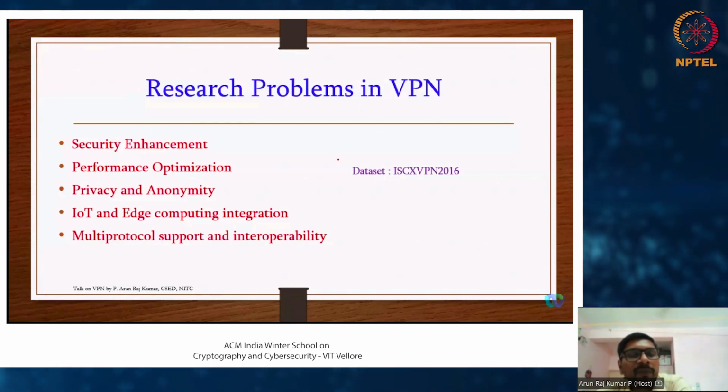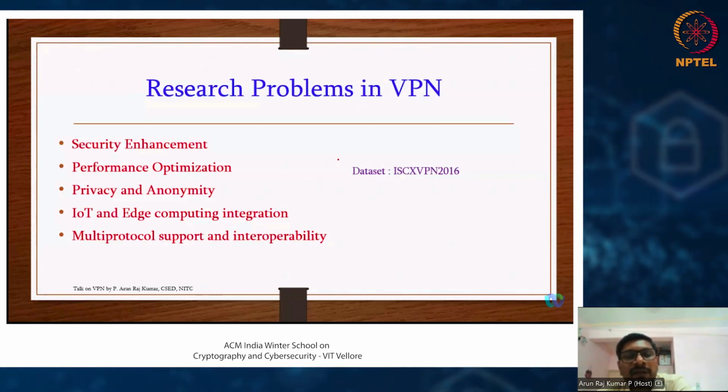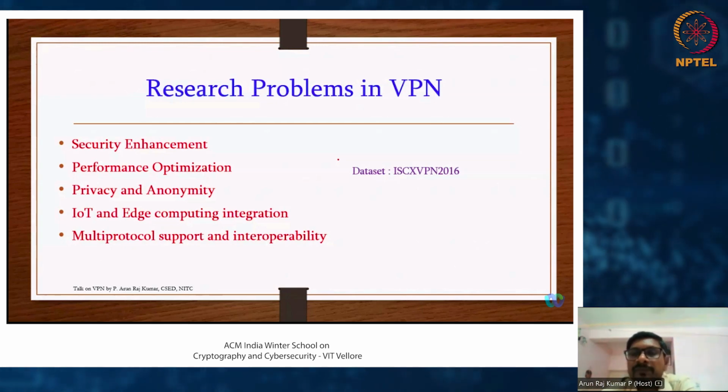Also, there is a research issue going on in how to achieve 100% privacy and anonymity. Using secret sharing schemes, there is some research going on in VPN. Also in IoT and edge computing integration, to leverage the networking technologies. They are using IoT and edge computing also with respect to the VPN. And multi-protocol support and interoperability, because at the higher layers it needs to provide a platform for heterogeneous networks. At the higher layers, there could be many protocols. So how can multi-protocol support be provided, right? From the layers.